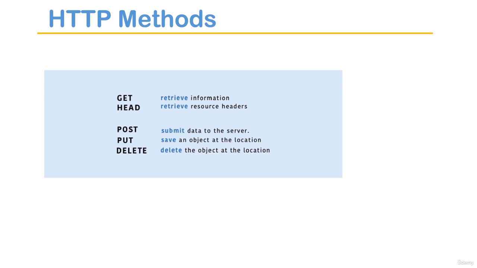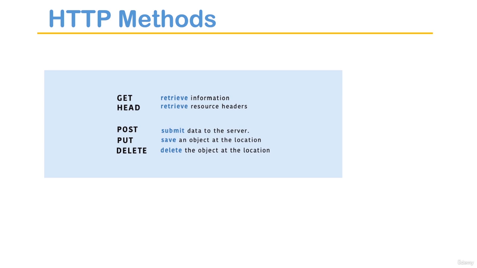The other one is TRACE. TRACE is designed for diagnostic purposes, and the server should return in the response body the exact content of the request message it received. This can be used to detect the effect of any proxy server between the client and the server that may manipulate the request. And the other one is OPTIONS. OPTIONS asks the server to report the HTTP methods that are available for a particular resource. The server typically returns a response containing an Allow header with the list of available methods.